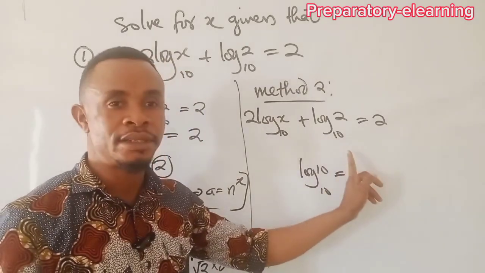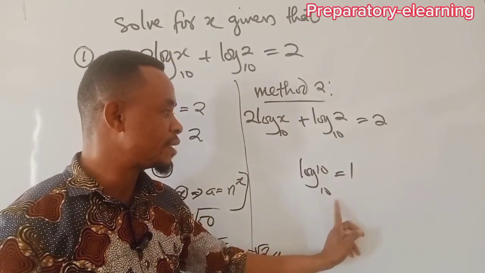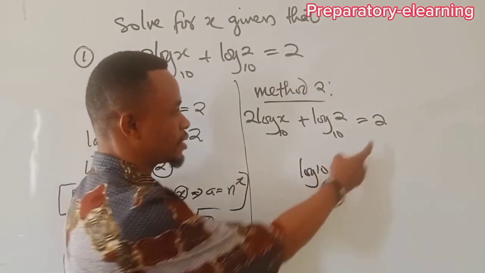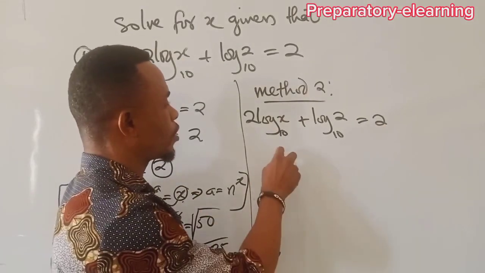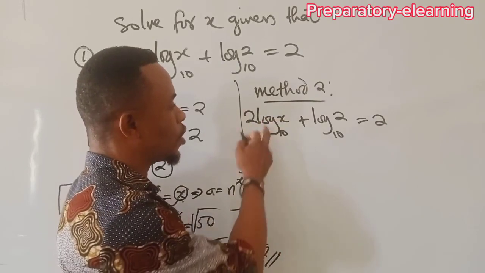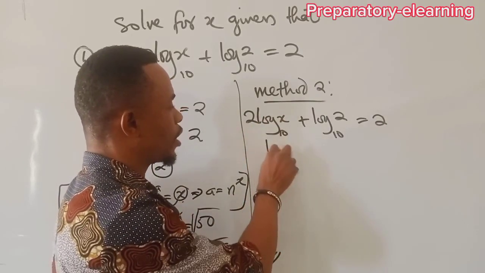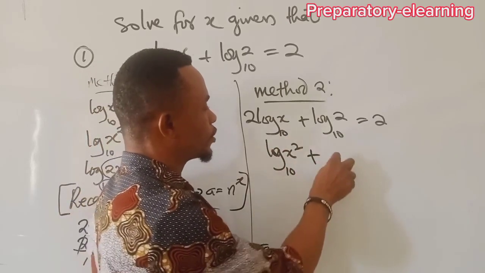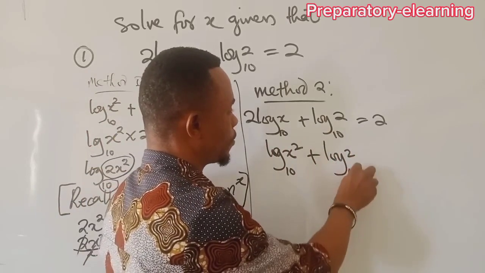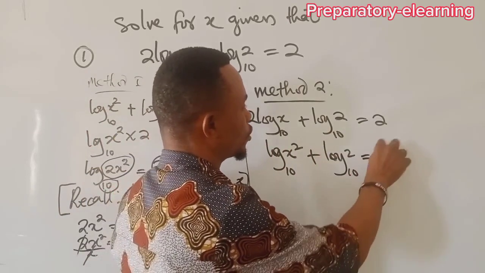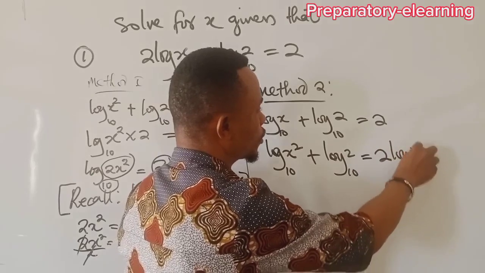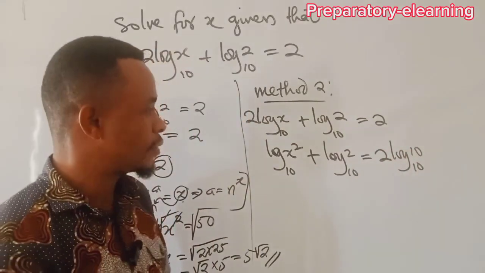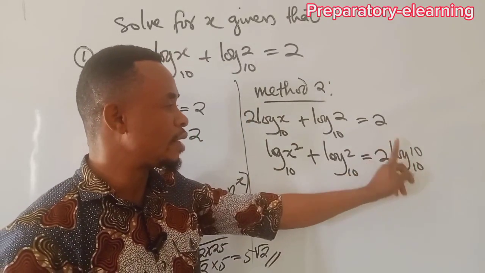Now that the base is 10, we have log 10 base 10 equals 1. As simple as that. So let's bring it in there. We have log x power 2 base 10 plus log 2 base 10 equals what? 2 log 10 base 10. It's the same thing. You introduce the log to the constant and consider the base.